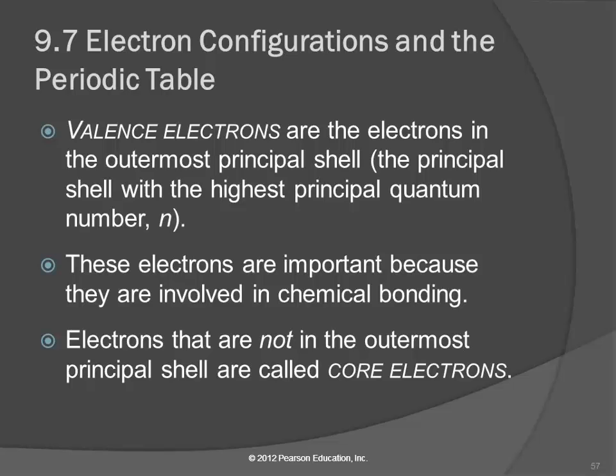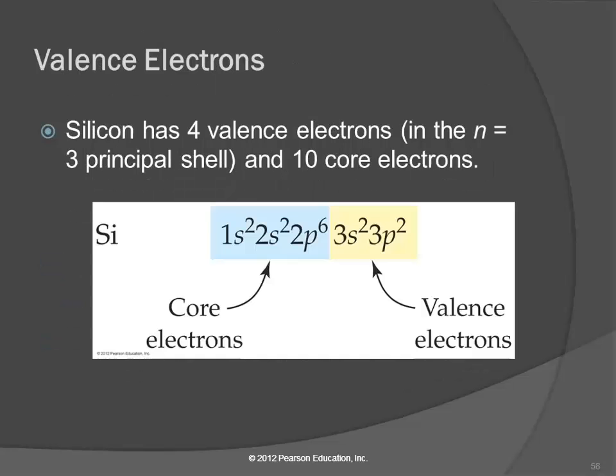The electrons that are not valence electrons are called core electrons. So we divide the electrons into two groups, the core electrons, which are on the inside, and the valence electrons, which are on the outside.